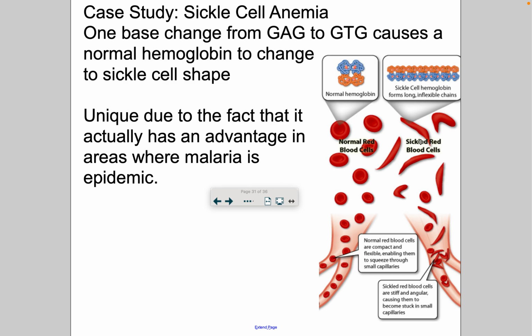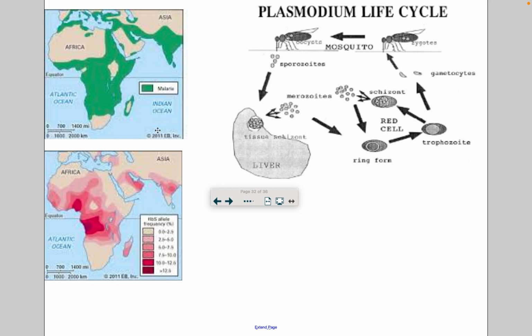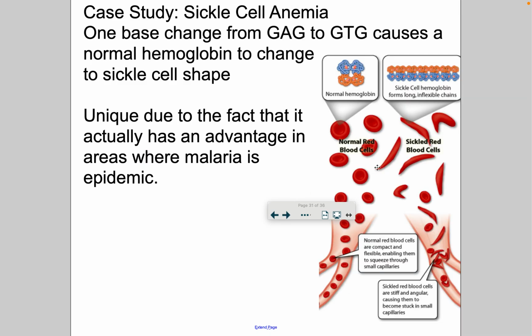However, in Africa, where malaria is an epidemic, it actually has an advantage. So let's just take a look at where malaria affects in the world, Africa and Asia. Okay, but if you take a look at Africa, this bottom slide is showing the frequency for those that carry sickle cell anemia. So what is sickle cell? Sickle cell anemia, your red blood cells are sickle shaped.